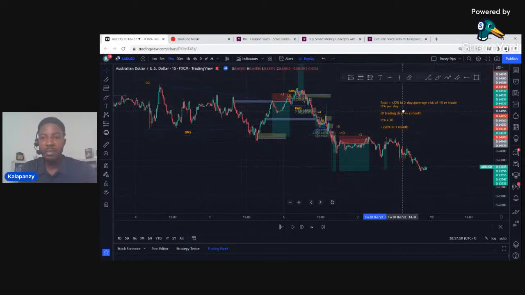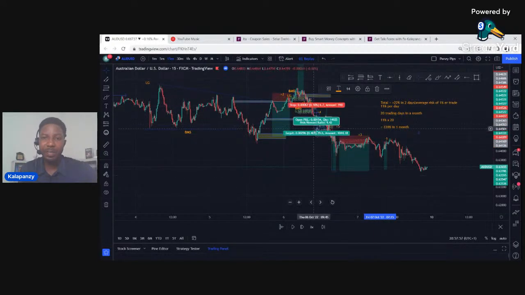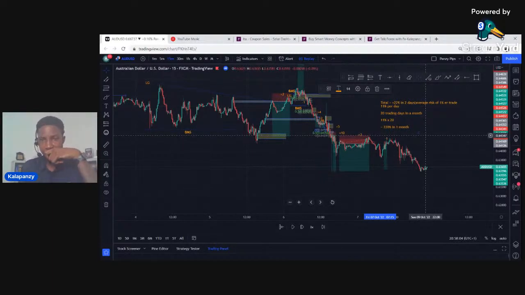An average risk of 1% per trade. If we're using 1% per trade, just trading for about 2 days plus would have made 22% in 2 days. That translates in 20 days to an average of 11% per day times 20 days. That will give us a whopping 220% in 1 month. I don't think there's anything better than that. There is not much that is better than that.